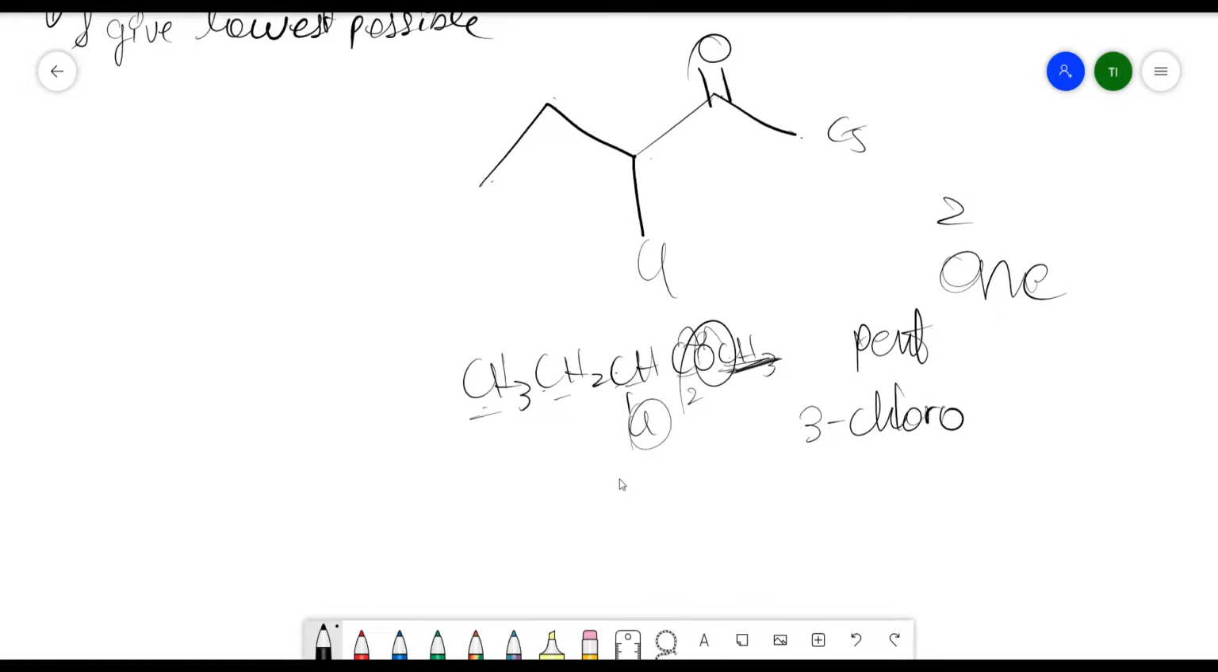So let's put that all together. The secondary functional groups come first. So 3-chloro, pent, 2-one. No, wait, that was an error. Okay, I hope that makes sense.